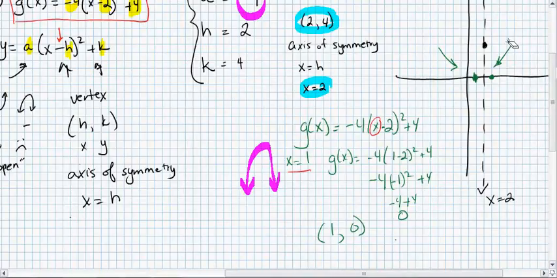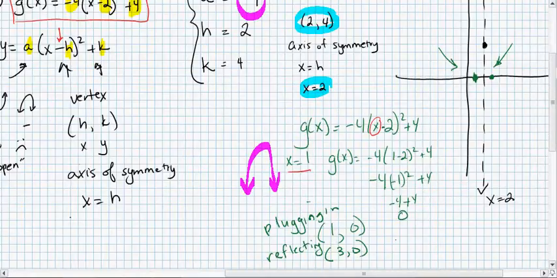I actually end up with 2 points out of this whole deal. (1, 0) is the one I got from plugging in. And (3, 0) I got by reflecting over. So this I got from substituting, plugging in, and this one I got from reflecting.